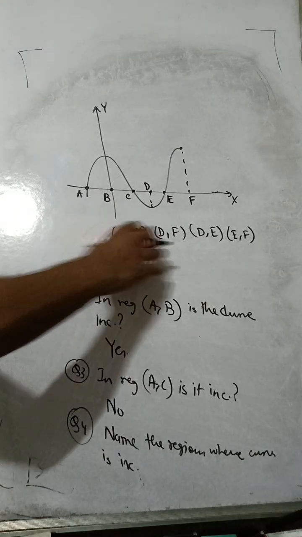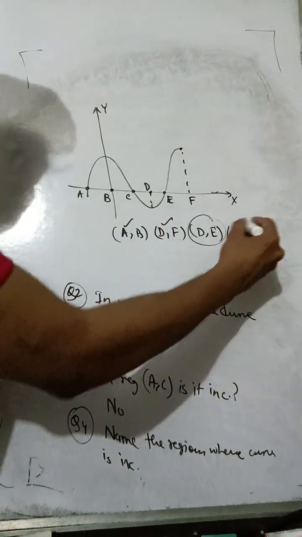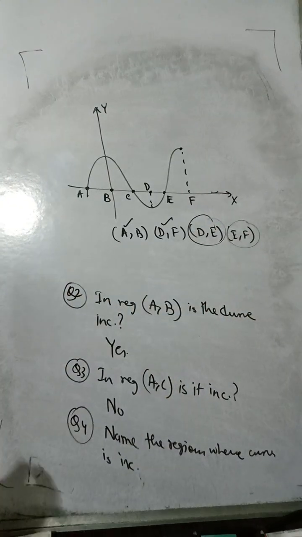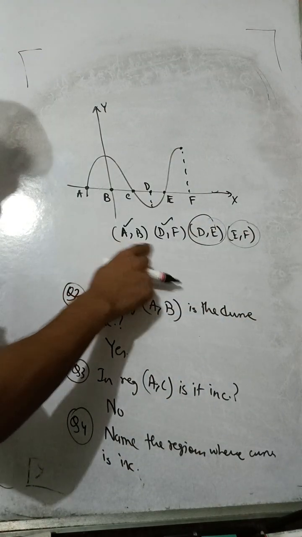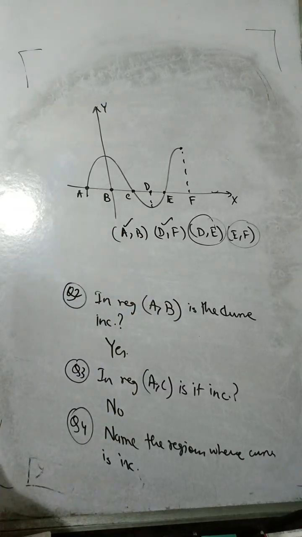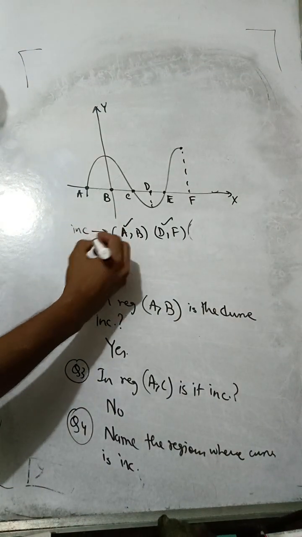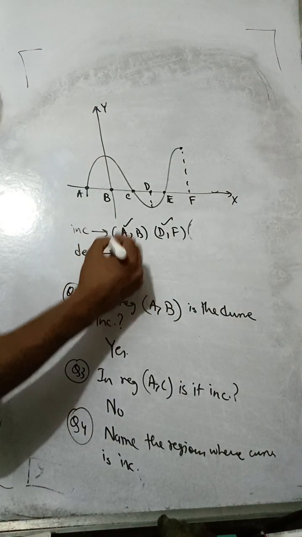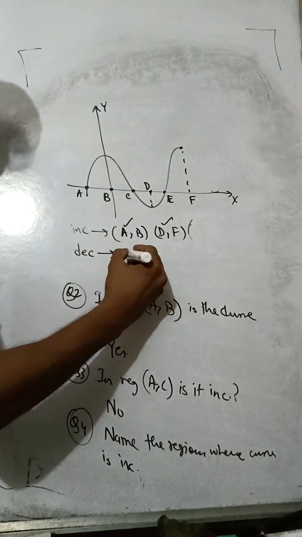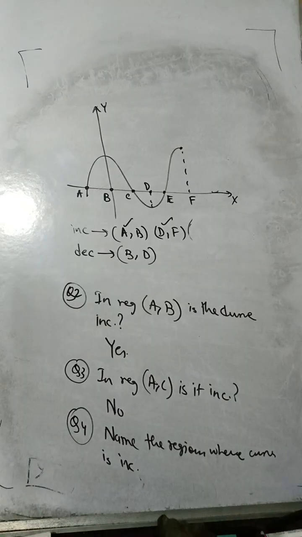So these are the regions. You can say that these two are basically byproducts. But more importantly, in the A to B region and D to F region, the curve is increasing. This is where the curve is increasing. Where is it decreasing? The curve is decreasing from B to D. From B to D, it is decreasing.